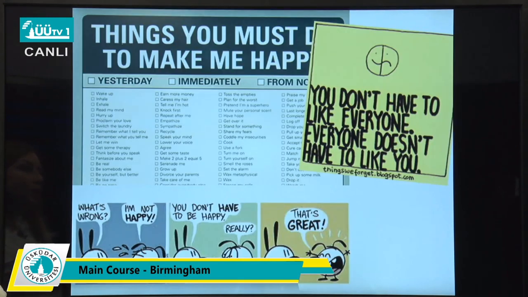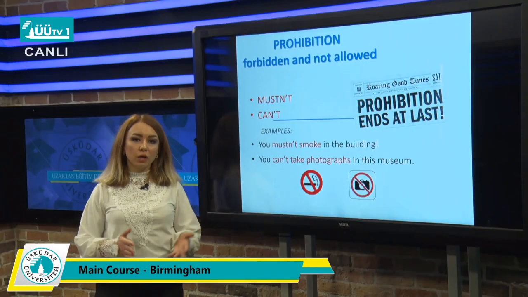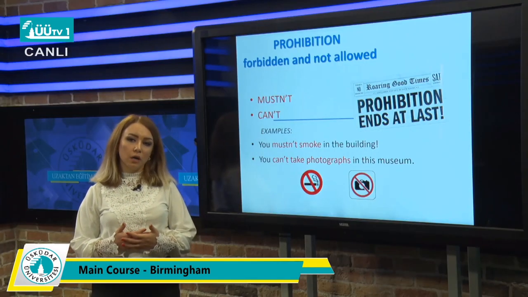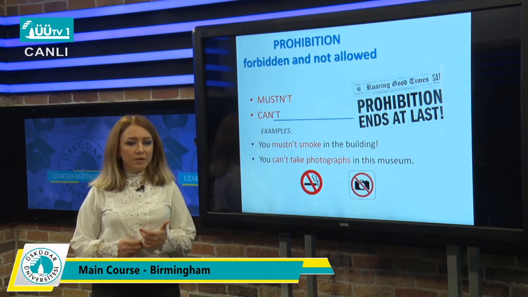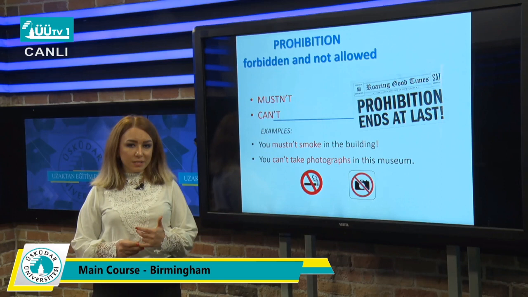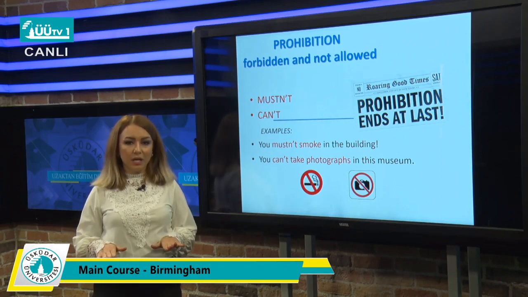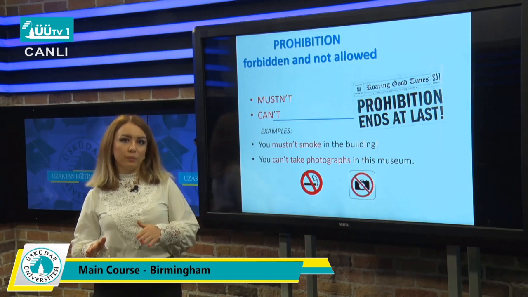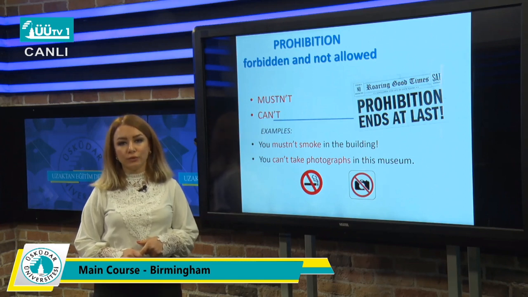We are done with have to and must. Let's move on to mustn't and can't. So as I told you before, you can use don't have to to talk about lack of obligation. What about mustn't? We use mustn't to talk about prohibition, something that is banned. It is banned to, for example, smoke in a classroom. You mustn't smoke in the classroom. Okay?